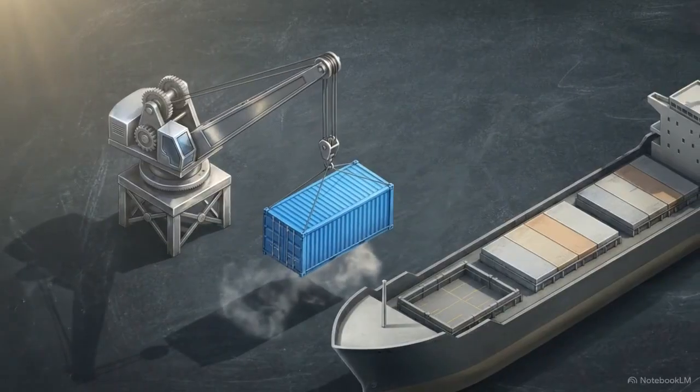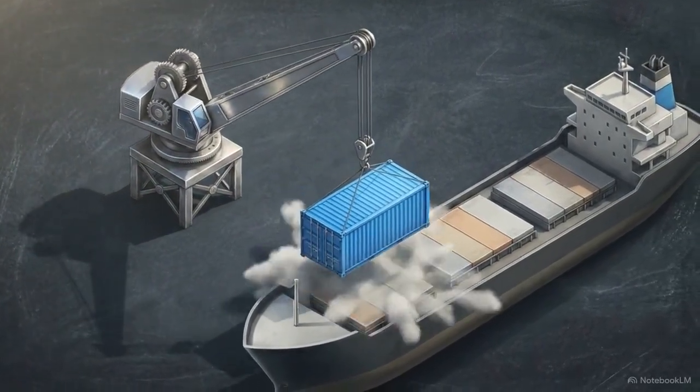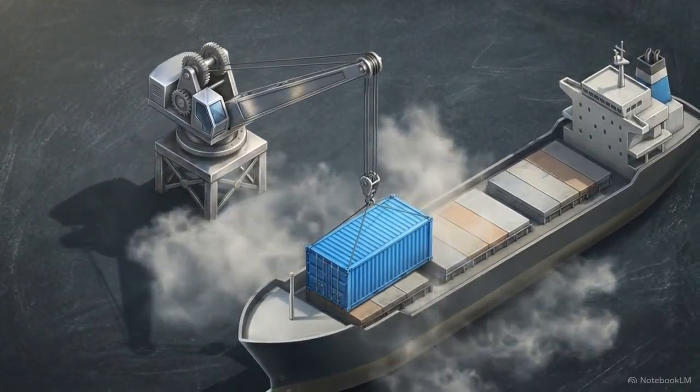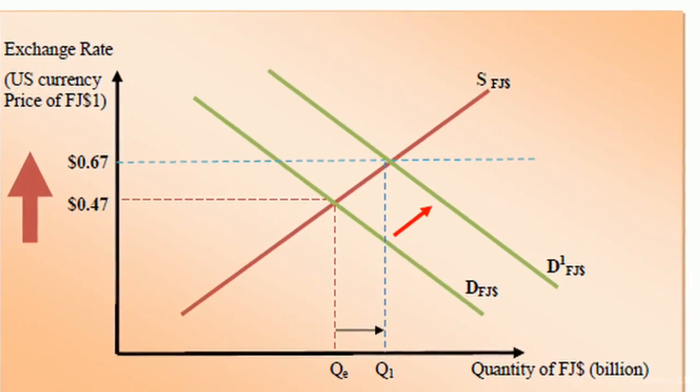Consider a sudden spike in foreign demand for a country's exports, or a massive influx of foreign direct investment. This chart shows how that shock registers. The demand curve shifts outward, driving the equilibrium price of the currency higher. This specific upward movement is called appreciation.